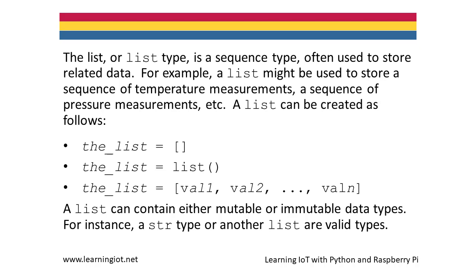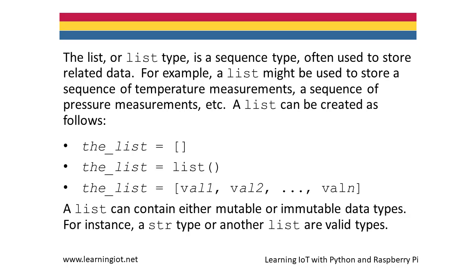The list is a sequence type, often used to store related data. The list type is mutable, which means that the values stored in a list can be modified. For instance, it might be used to store a sequence of temperature measurements, a sequence of pressure measurements, etc.